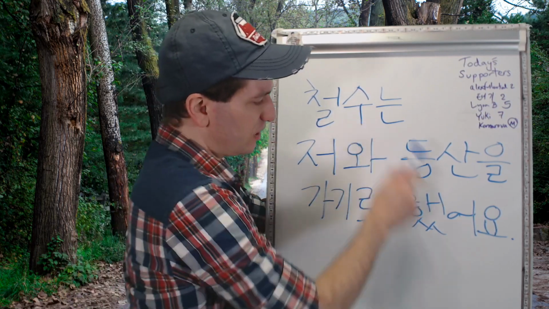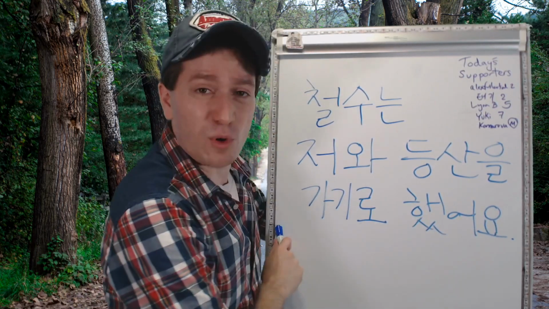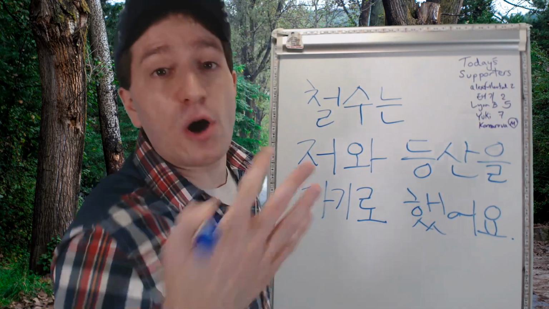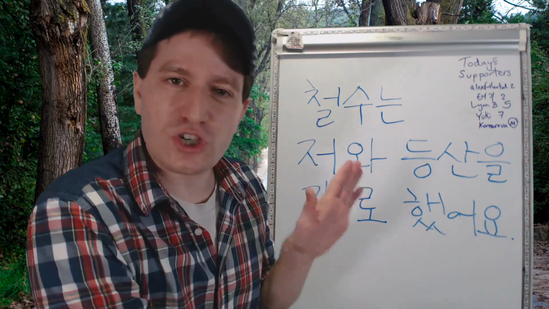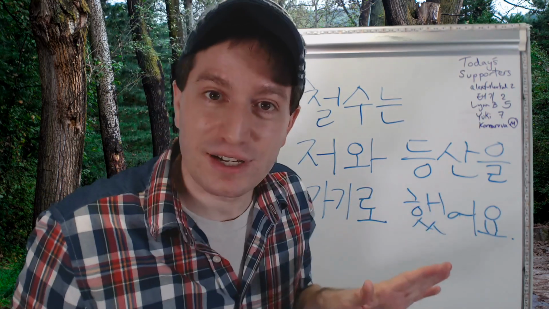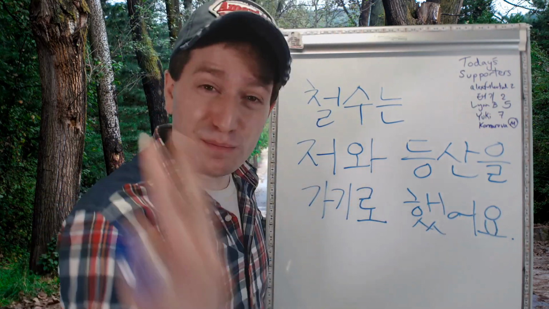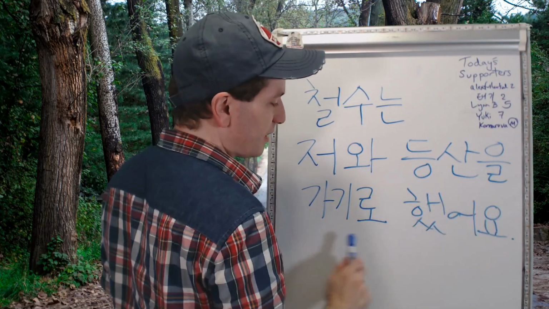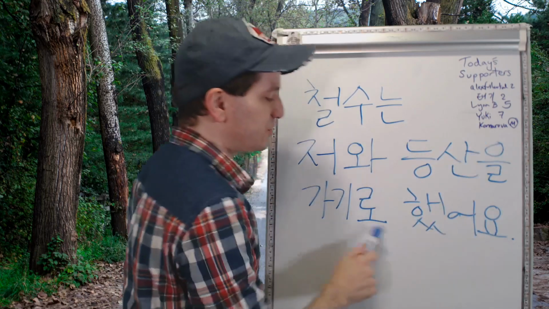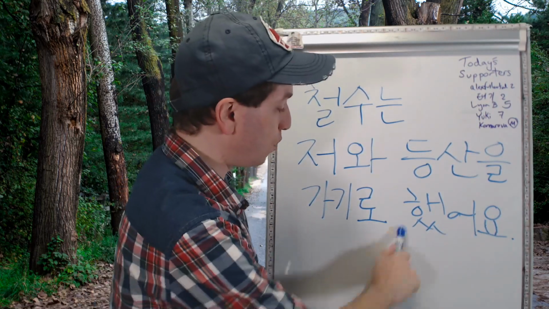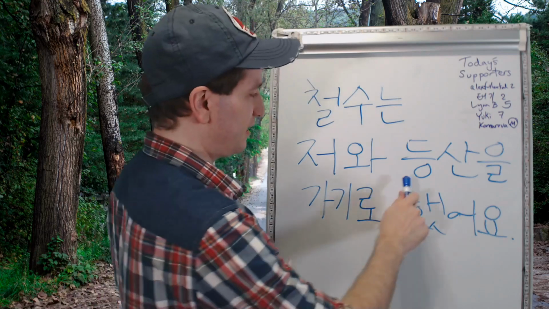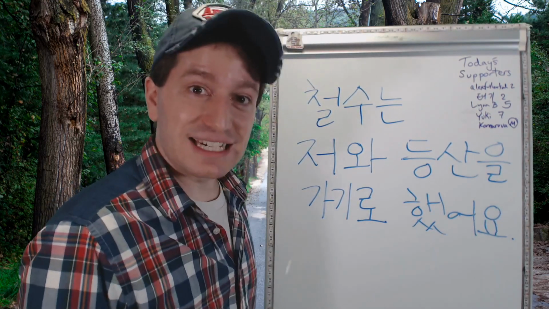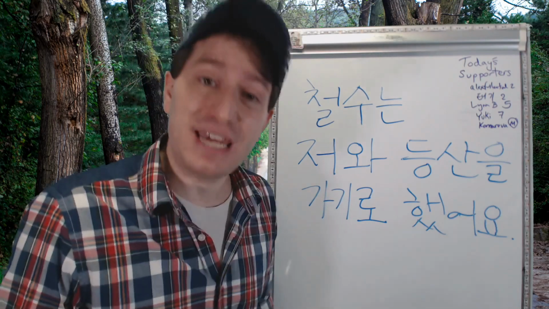So 철수 decided, 했어요, or promised, or agreed, or planned, or even was supposed to. If I'm talking about 철수 and he didn't show up, right? I could say 철수 was supposed to go hiking with me. 철수는 저와 등산을 가기로 했어요. 철수 decided to go, 가다, 가기로, decided to go. 등산, hiking, 저와, with me. 철수 decided to go hiking with me.